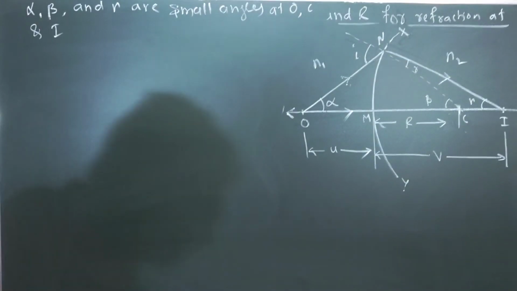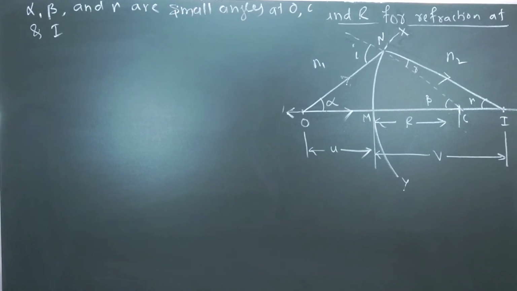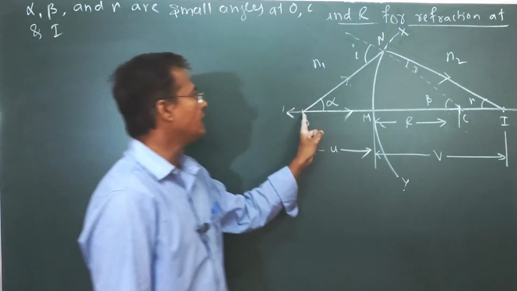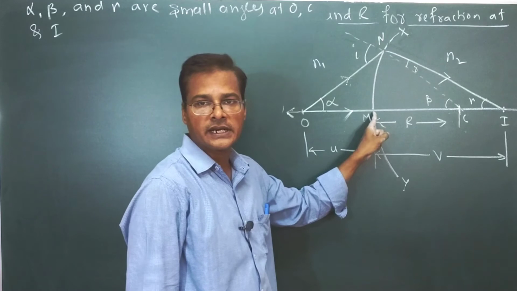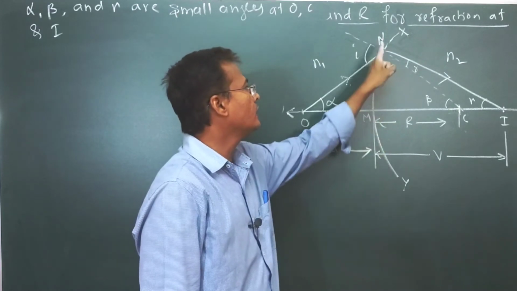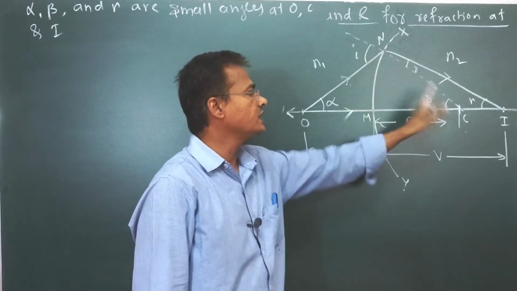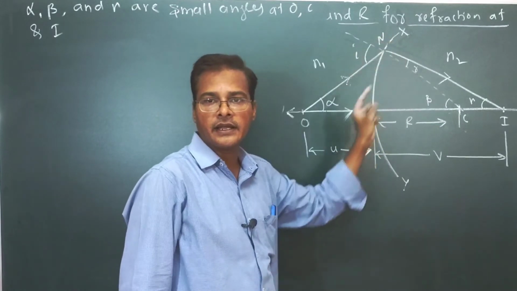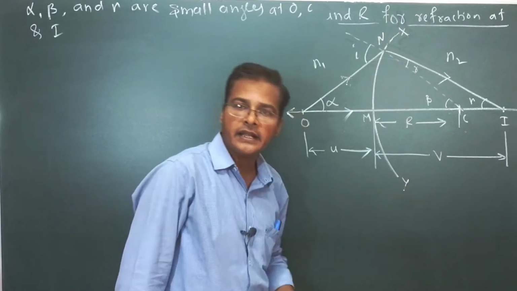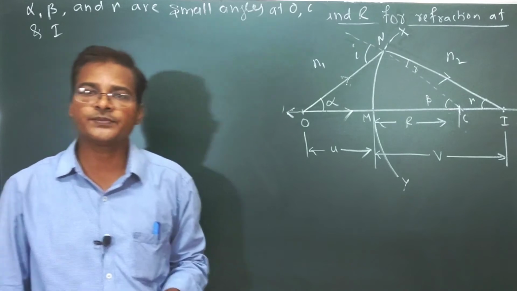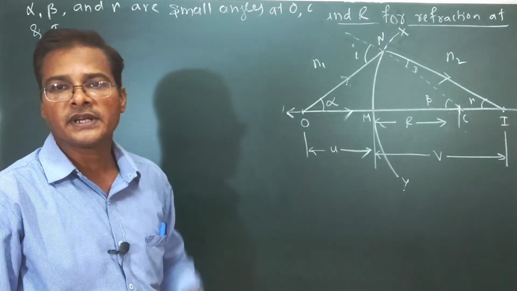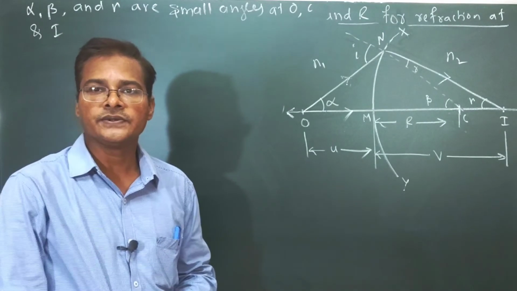Now you can see that there are three triangles. One is ONM, another triangle is NMC, and another triangle is NMI. So three triangles we are getting. These triangles have very small angles on the principal axis. So these we are going to calculate.